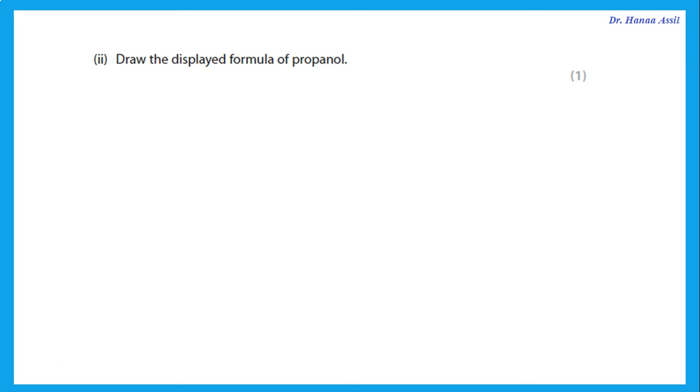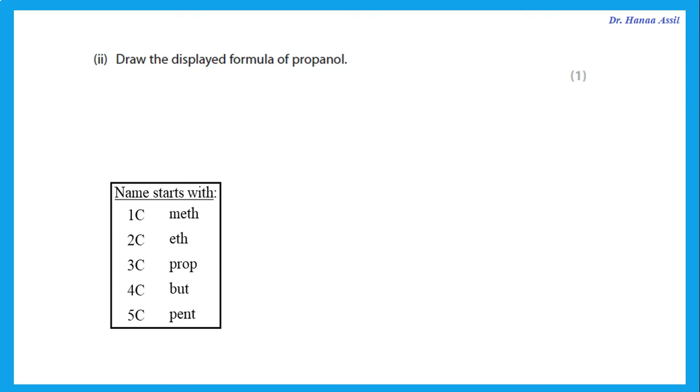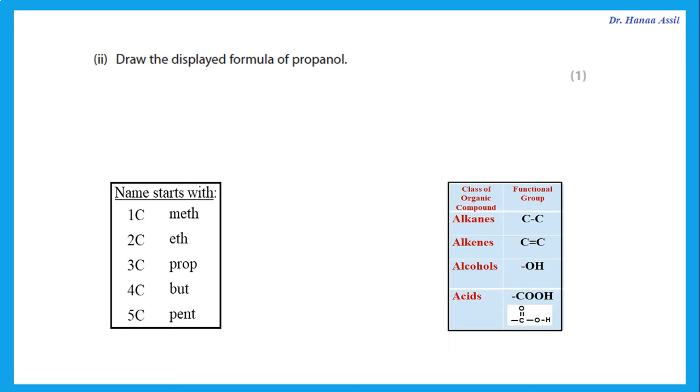Draw the displayed formula of propanol. How do I draw propanol? You should know that. Prop means how many carbons? Means I should be drawing 3 carbons. And ol means I have an alcohol, so I must have an OH somewhere. So this is the displayed formula of propanol. Remember again, each carbon cannot have more than 4 bonds. So if we were drawing something with a double bond or an acid or something, please be careful that only 4 bonds should come out of each carbon atom.